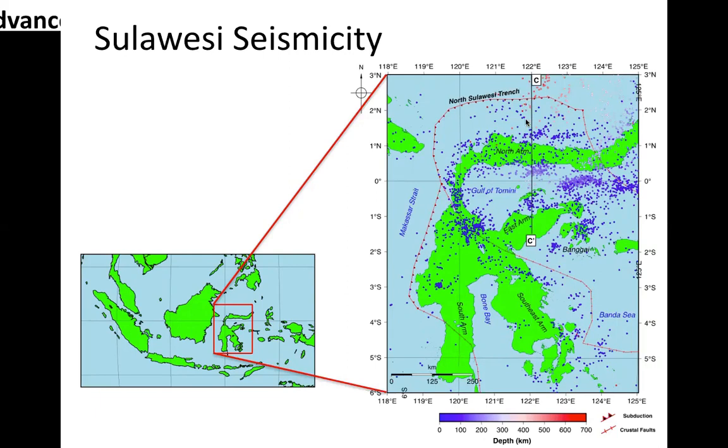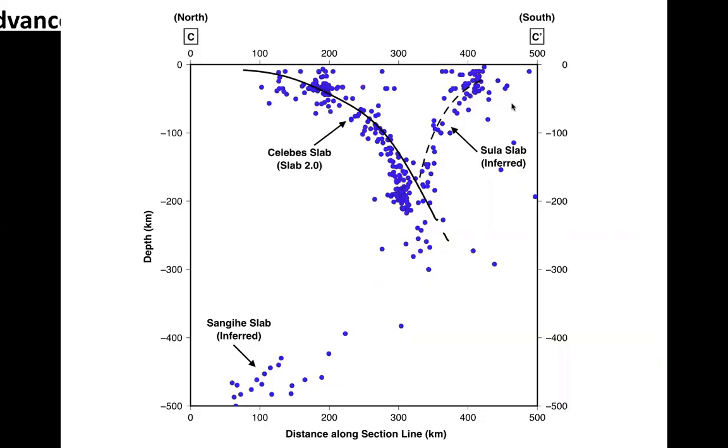And if we move south from the trench, you can see a clear transition from shallow to more intermediate and deeper earthquakes here. So if we view this in cross section along CC prime, you can clearly see the southward subduction of the Celebes slab, seismically active to between 200 and 300 kilometers here, and it follows the accepted geometry quite well.